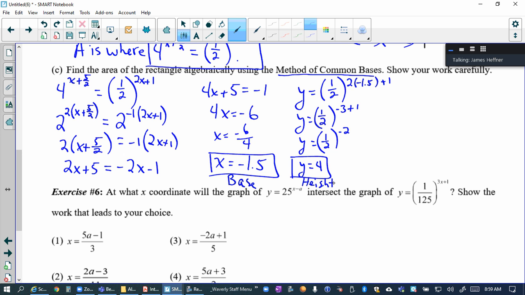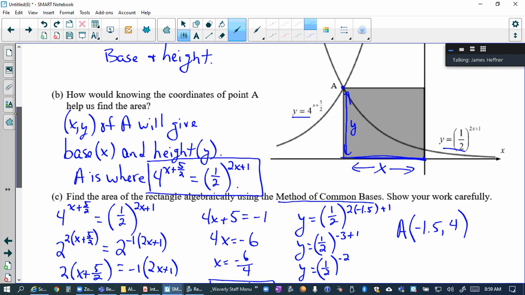But anyway, the coordinates of A are really the important thing I wanted to find, where they intersect, with the coordinates negative 1.5, comma, 4. This is stuff you've kind of done in algebra. We're just doing it now with exponential functions, right? A little bit of geometry. We did do area.